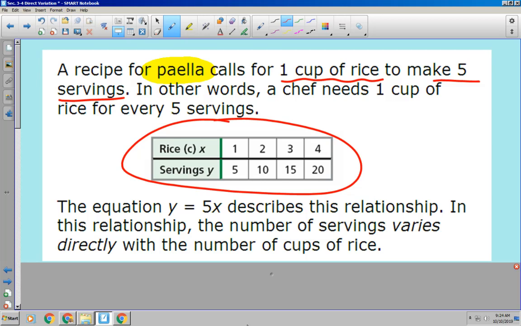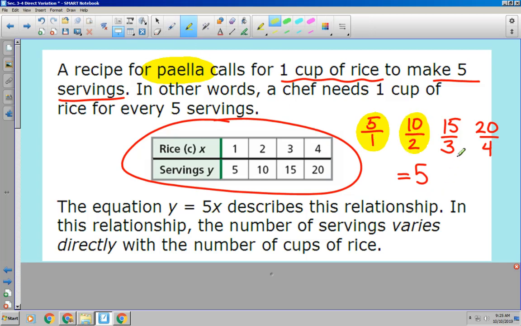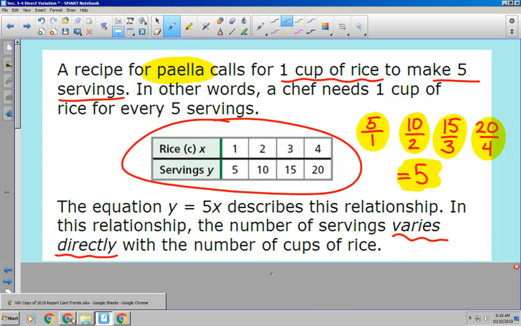Hopefully, you're recognizing that in every one of these situations, there's something that holds true. If we do 5 divided by 1, or 10 divided by 2, 15 divided by 3, or 20 divided by 4, we end up with the exact same answer, and I'm hoping you're saying that answer is 5. All right. Direct variations will always hold this relationship. Each one of these scenarios, every relational pair gives you that same answer every single time. Okay? Algebraically, we often use the phrase that it varies directly.